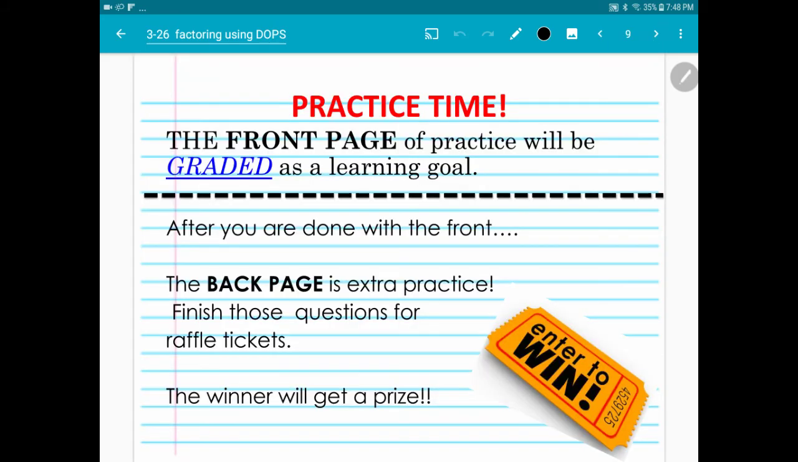So, what you're going to do is you're going to practice. The front page of the practice will be graded as a learning goal. That's your mini quiz, those 3 questions. You're just going to choose one column. You do not have to do both. And then after you're done with the front, the back page is extra practice. Finish those questions for a raffle ticket. And we'll draw a raffle at the end to get a prize. So once you're done with the quiz, call us over to give you some raffles for the back page.